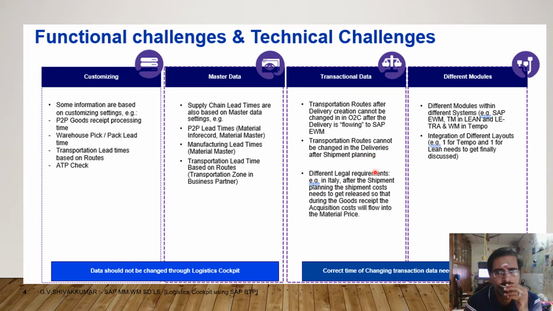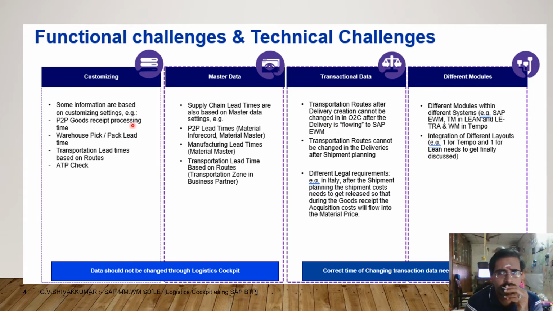So I don't want to discuss all these things in detail because everything is clearly documented here. So, different legal requirements, for example Italy: after the shipment planning, the shipped cost needs to get released so that during the goods receipt, the acquisition cost will flow into the material price. So these are the transactional challenges that the business is currently having in the pharma industry.